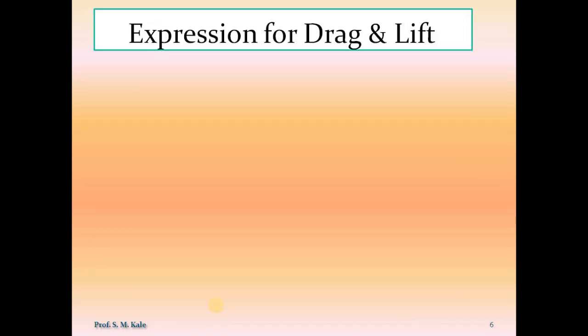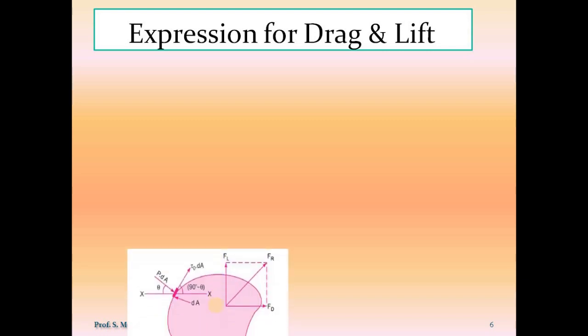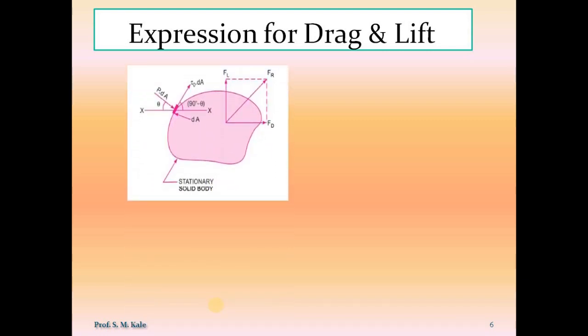Then we have to see the derivation for drag and lift, that is also called the expression for drag and lift. For that purpose, consider one stationary solid body. Suppose that stationary solid body has the area capital A, and it is immersed in a flowing fluid. Surrounding that stationary body, suppose a fluid is flowing with a uniform velocity equal to U. Whenever that fluid flows over the stationary body, as we know, the fluid will always exert forces on it.